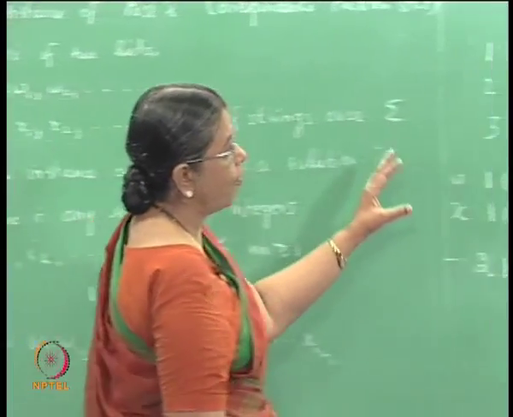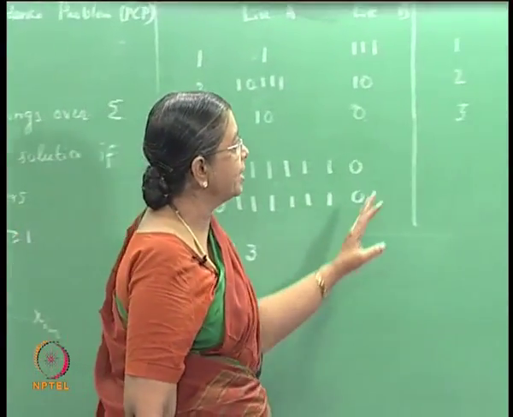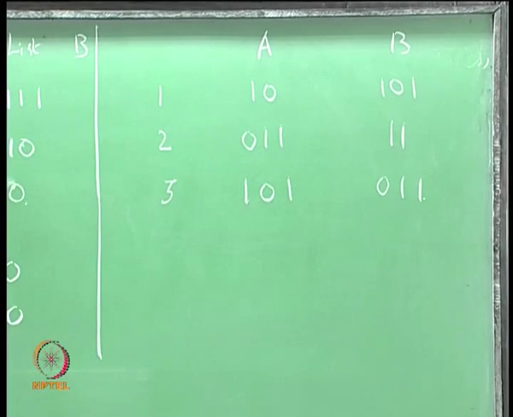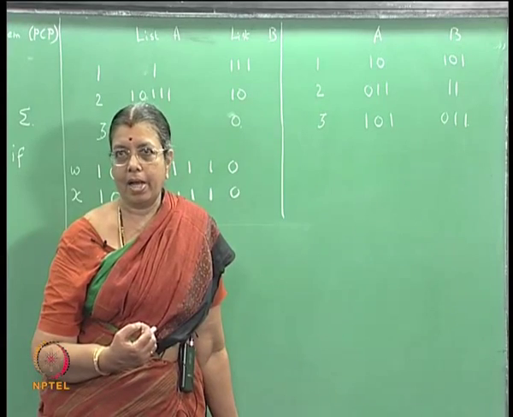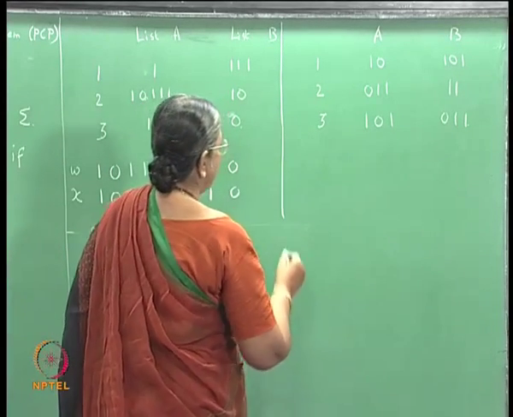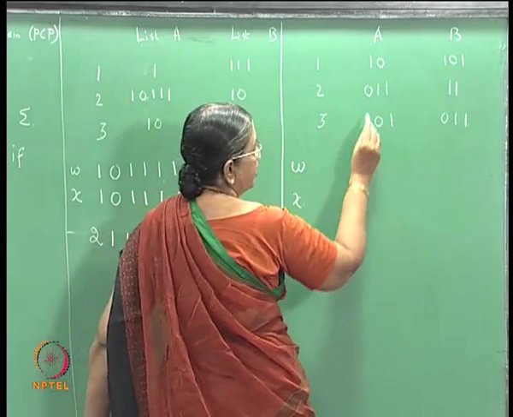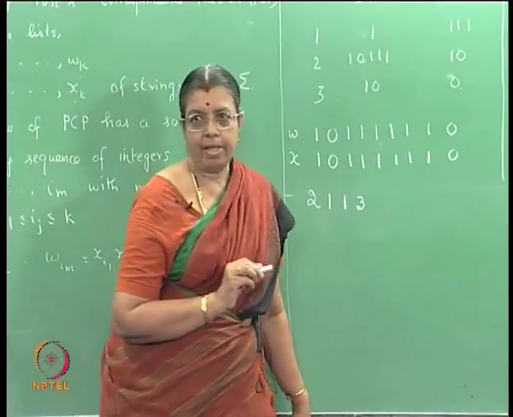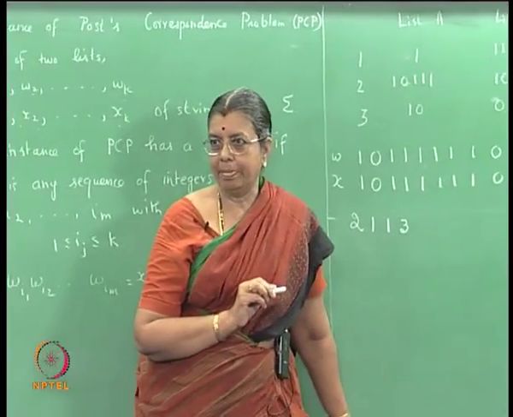So, this instance of PCP has a solution, right. And what about this instance of PCP? You have two lists A, B, each having 3 strings. This is the W list, this is the X list. Okay. Let us see whether this has a solution or not. Now, the W string and the X string you have to form, you see that you cannot start the solution with this, because the first symbol is different. You cannot start the solution with this, the first symbol is different.